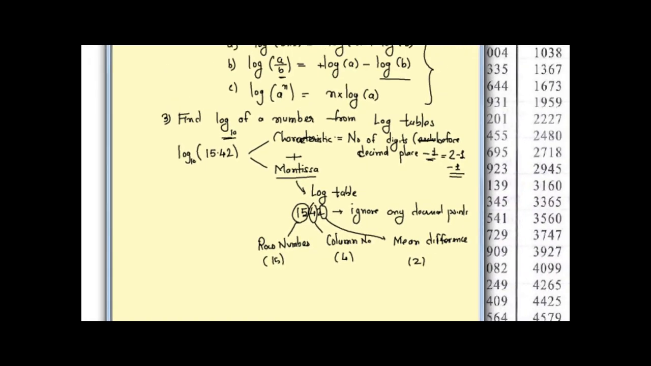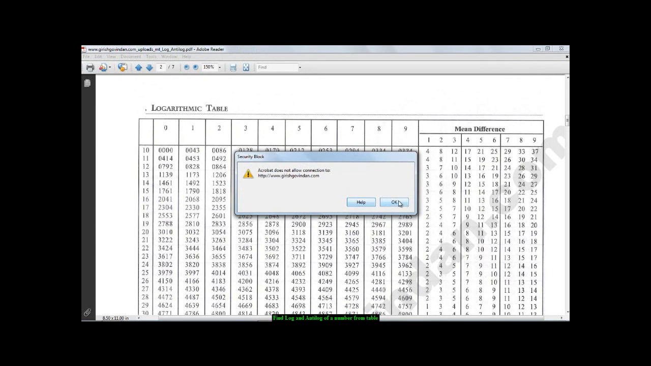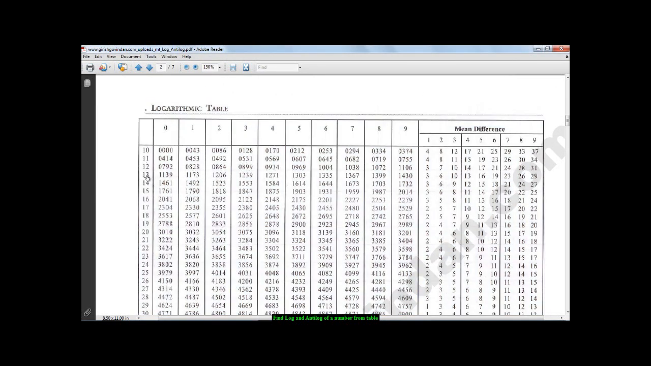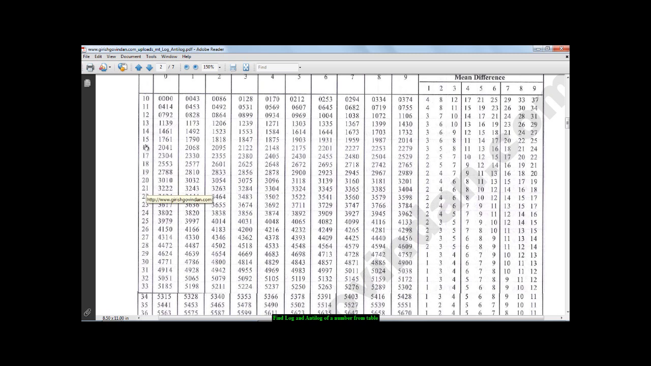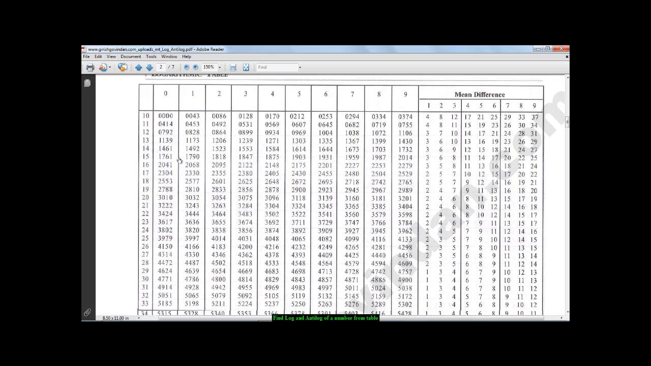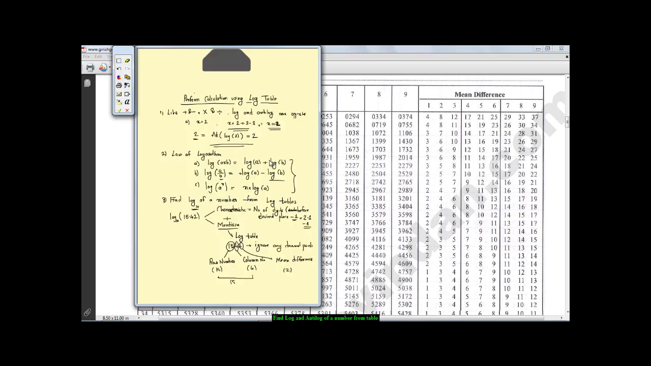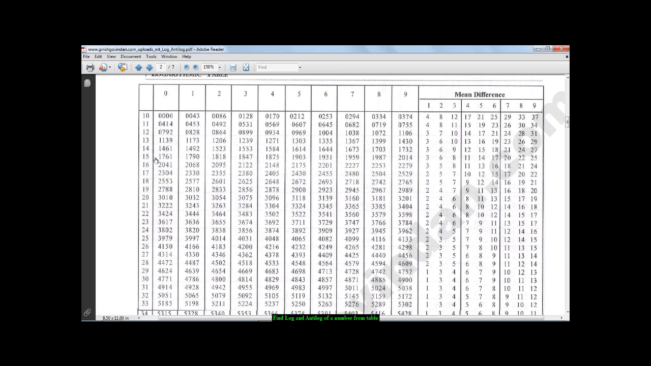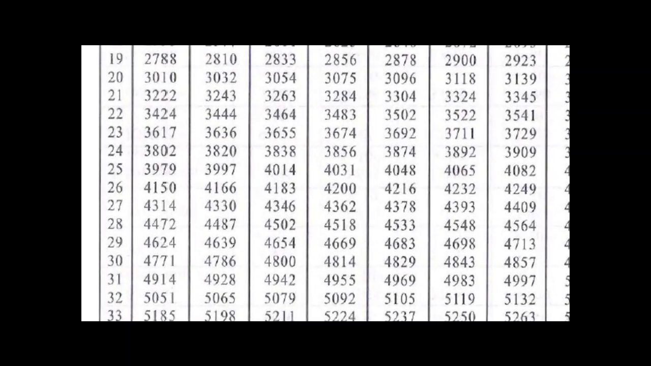Now let us go to the log table. We'll go to row number 15, column number 4. We get a number 1875, right? And the mean difference 2: in the same row 15, under mean difference 2, the value is 6. This is the mean difference.